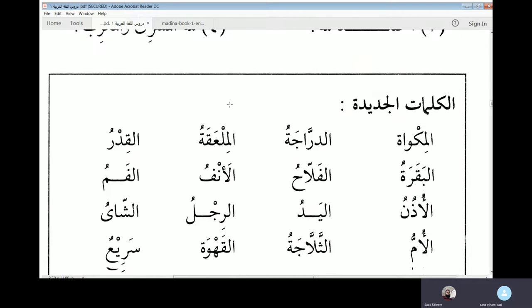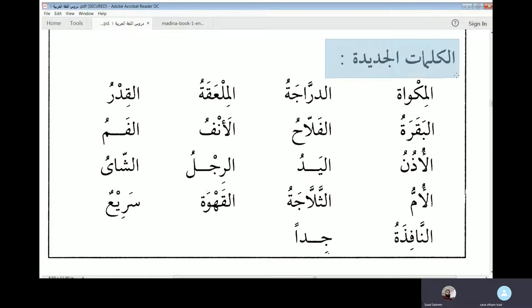Okay, al-kalimat al-jadida. Al-mikwatu is iron for ironing. Ad-darrajatu is bicycle. Al-mil'aqatu is a spoon. Al-qidru is cooking pot. Al Bakaratu is the cow. Al Fallahu is the farmer.